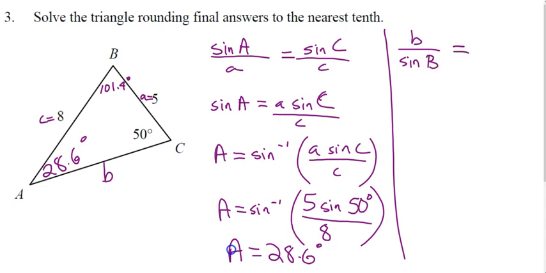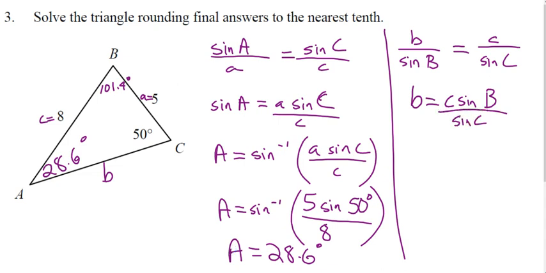So b over sine b is equal to what? Yeah, c over sine c. Don't use a, right? We already had to use a calculated value. Okay, let's use the exact values here, so we know this is little c over sine c. So b is equal to c sine b over sine c.